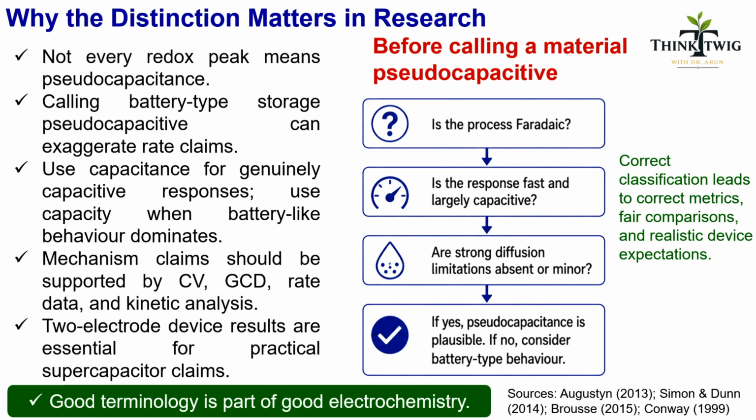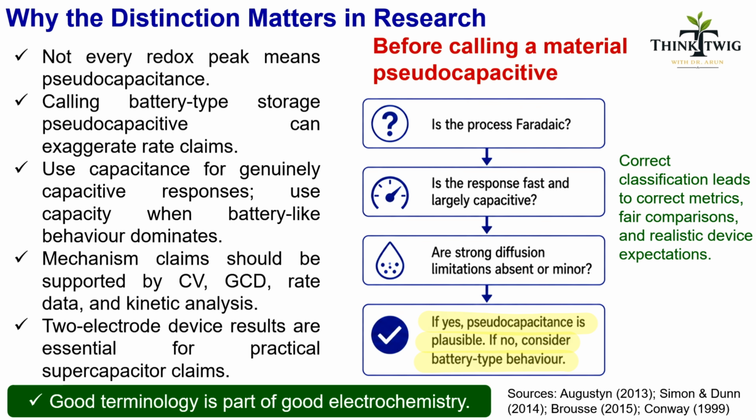Now, look at the decision pathway on the right. First question: is the process Faradaic? If there is no redox electron transfer, we are not discussing Faradaic pseudocapacitance. Next, is the response fast and largely capacitive? Then, are strong diffusion limitations absent or only minor? If these conditions are supported experimentally, describing the behavior as pseudocapacitive becomes more plausible.